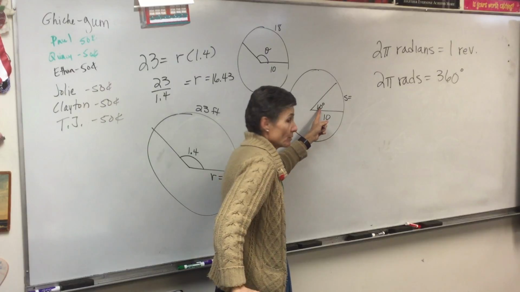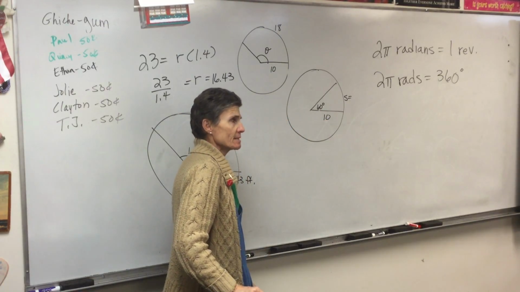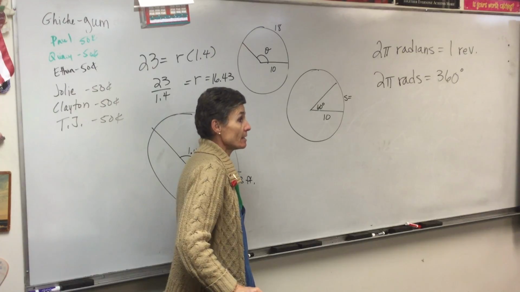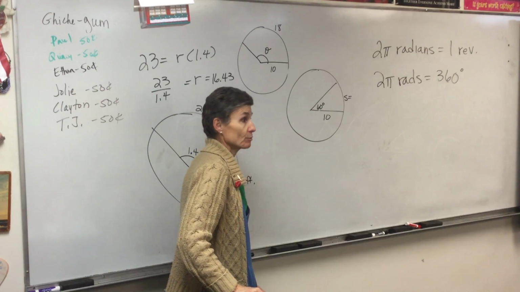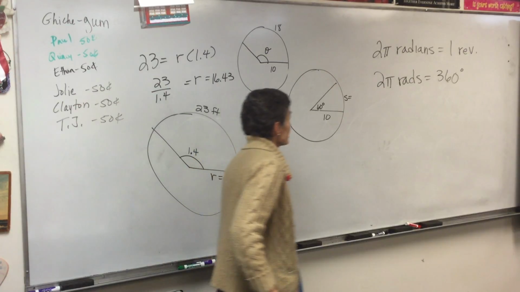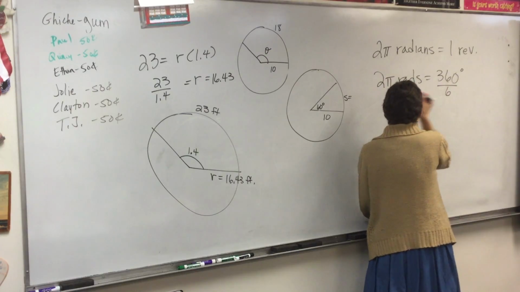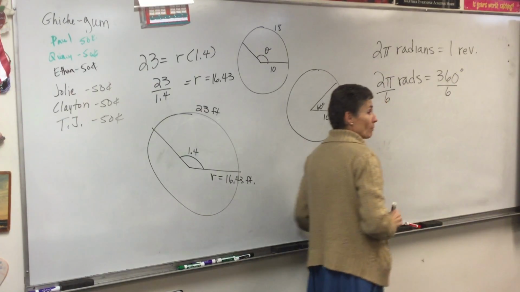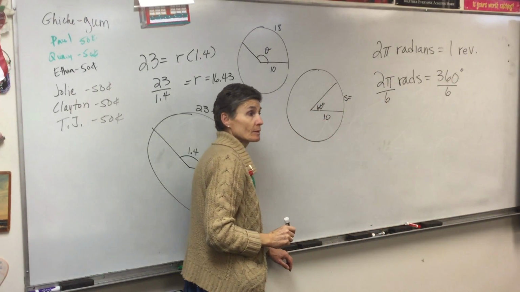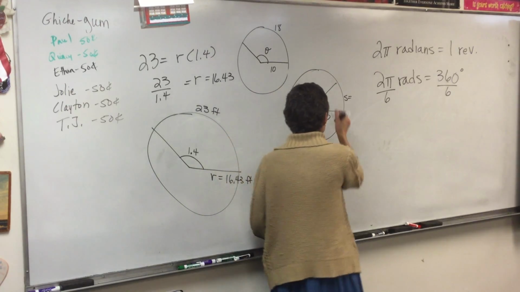So if that were 360, I would change it to 2 pi. But it's not 360, it's a 6th of 360. Would you agree with that? So if 2 pi radians is 360, then a 6th of it would be how many radians? Pi over 3. A third pi, pi over 3.